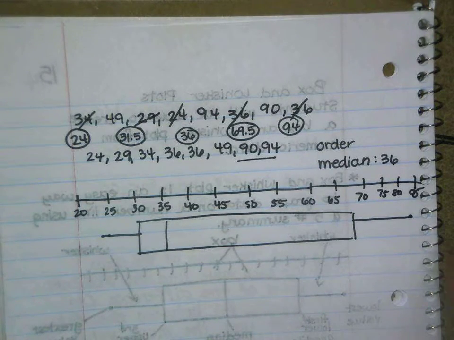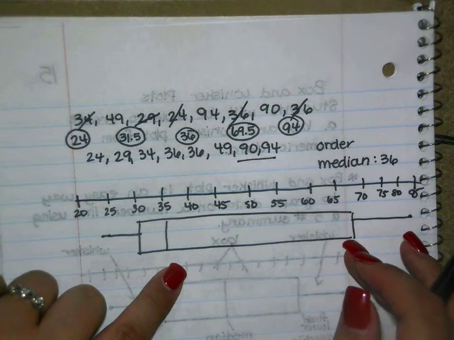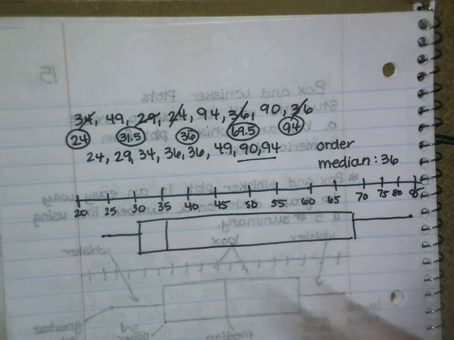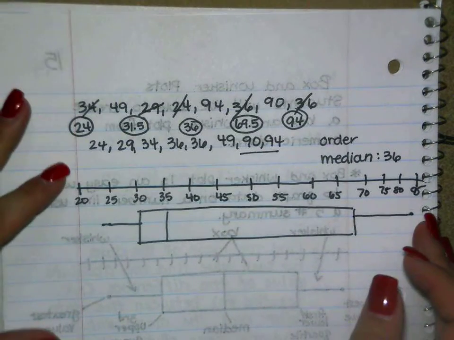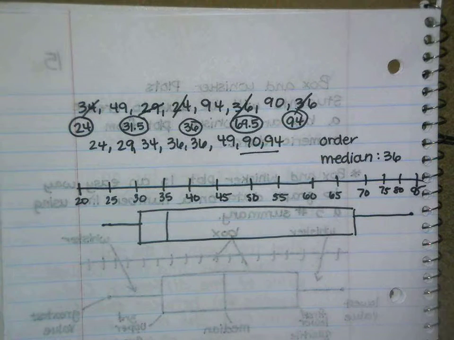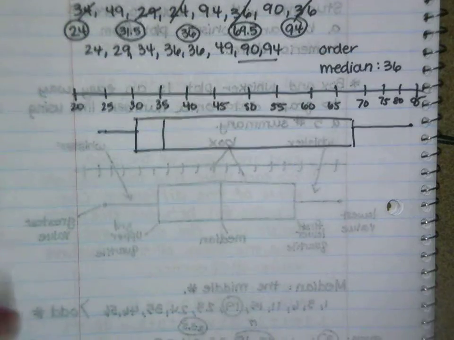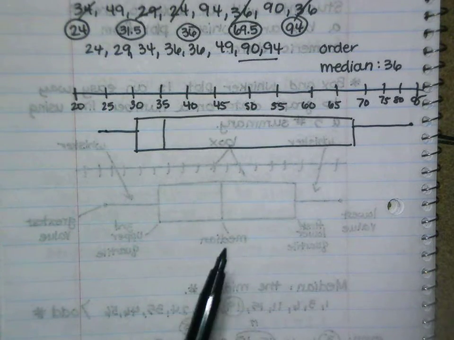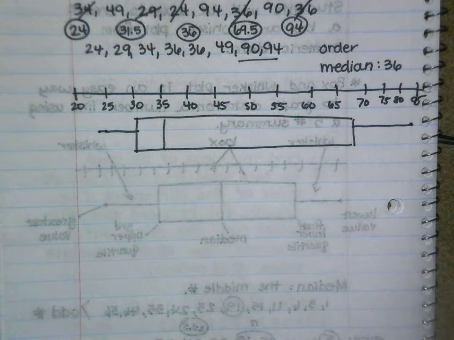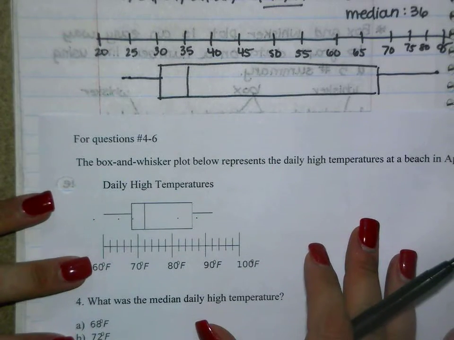All right, so now that we know how to do a box and whisker plot, let's go ahead and interpret some data of a box and whisker plot. So let's look at this one that I have here. You want to draw this one into your notes as well. This is a daily high temperature. So we're going to look and see where we might find the median here.